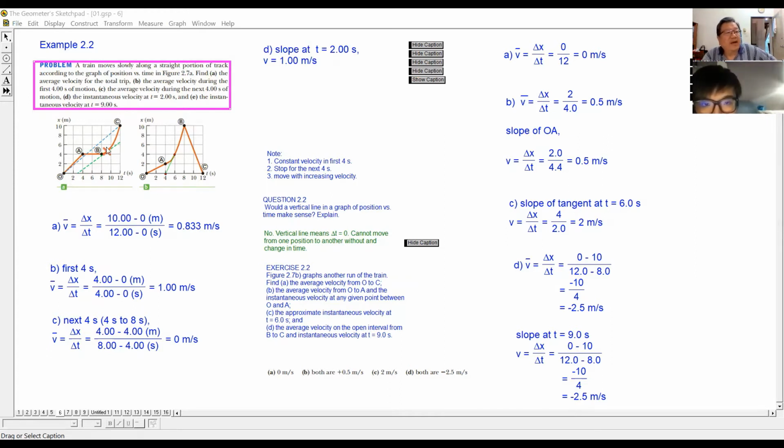So can you find the gradient of the tangent at this point? They have drawn the tangent for you. The tangent is the green line. You just find the vertical divided by the horizontal of this dotted green line. That is the tangent at the point t equals 9.